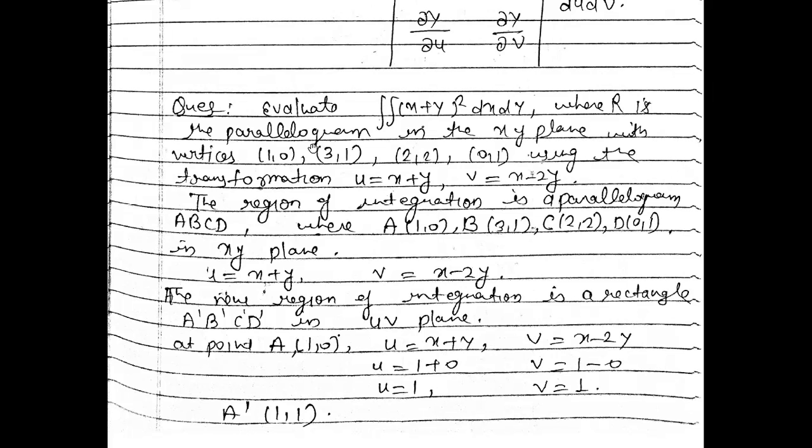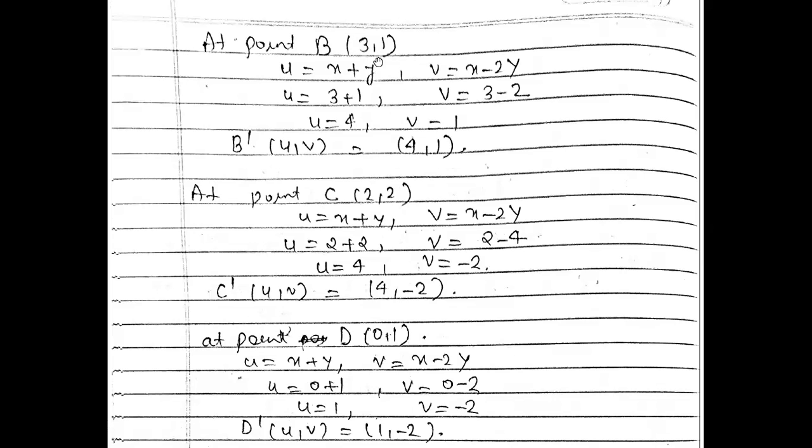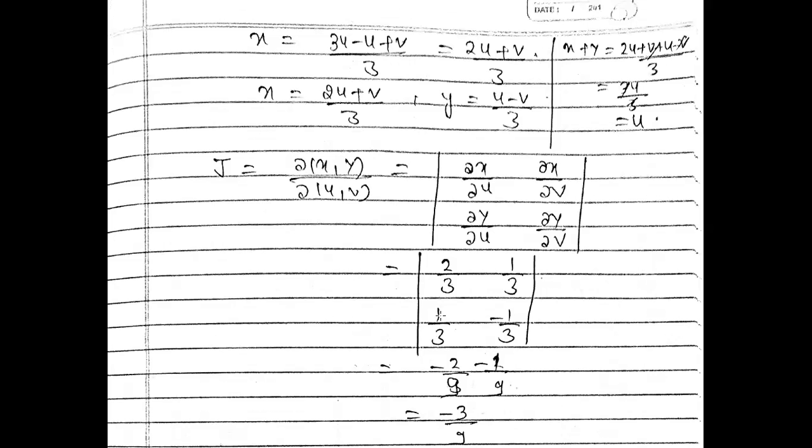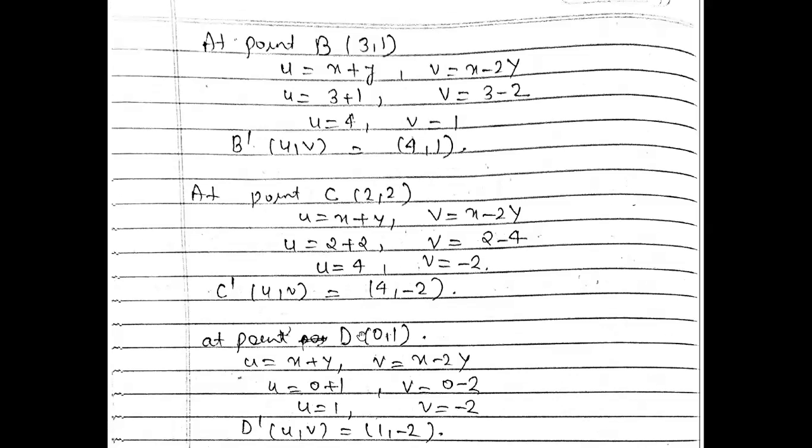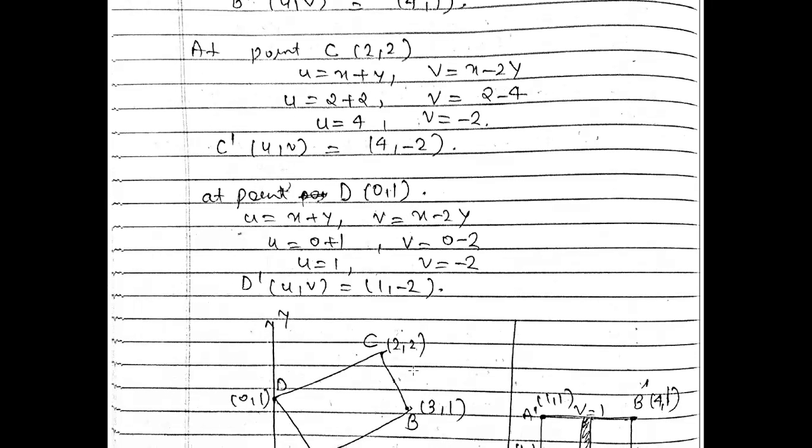And now at the point (3,1), this is your second vertex. At point B (3,1), your new variable u is equal to 4 and v is equal to 1. So we are getting a new vertex B' equal to (4,1). At point C, you are getting a new vertex C' equal to (4,-2). At point D (0,1), your new vertex is D' equal to (1,-2), right?